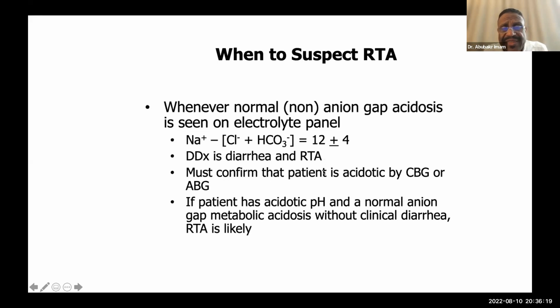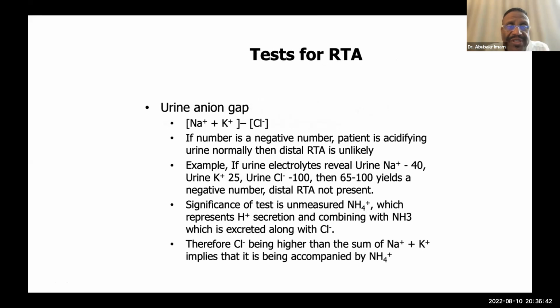You must confirm that the patient is acidotic, and that's why a CBG, an ABG, or a VBG can be of help for you here. If the patient has an acidotic pH and a normal anion gap metabolic acidosis without clinical diarrhea, then renal tubular acidosis is likely what you are dealing with. What do we test? Urine anion gap, as I mentioned: sodium plus potassium, the positive ones, minus chloride.